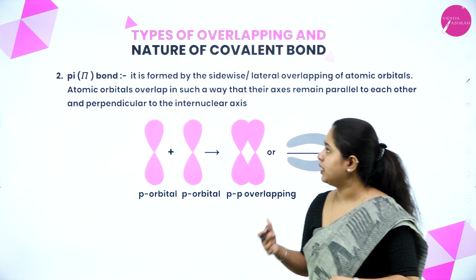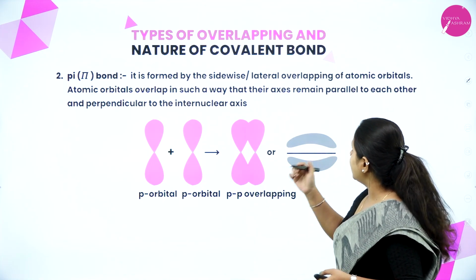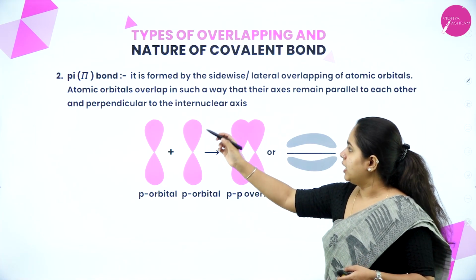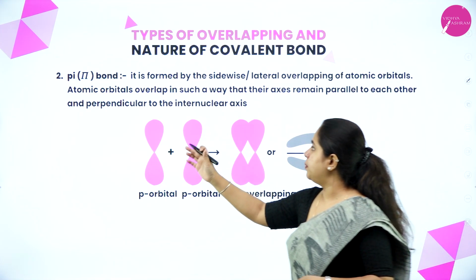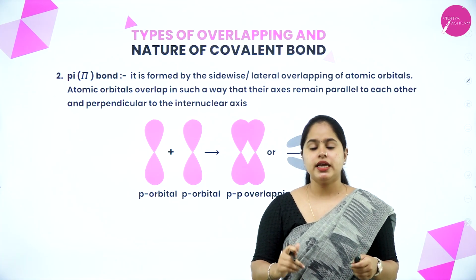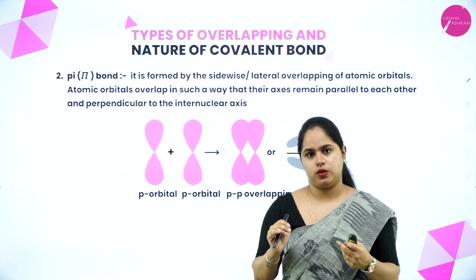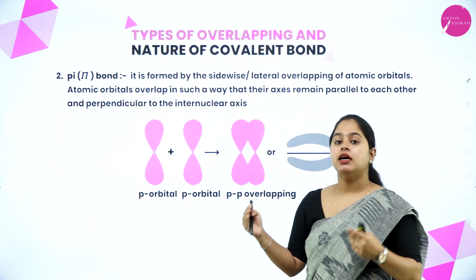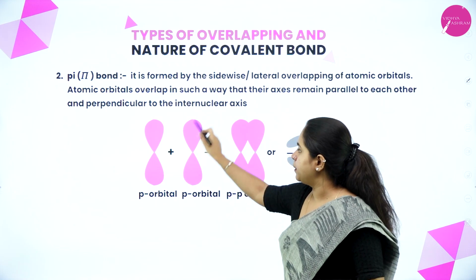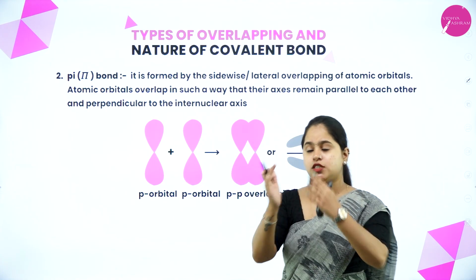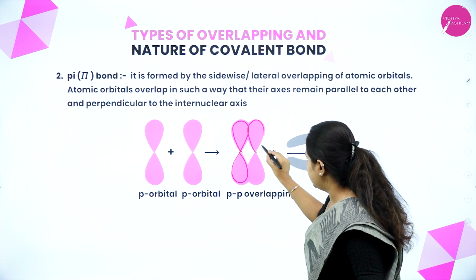Now moving on to the next one, that is pi bond. Now what is a pi bond? It is formed by the sideways or lateral overlapping of atomic orbitals. And atomic orbitals overlap in such a way that their axes remain parallel to each other and perpendicular to the internuclear axis, right? So in sigma bond, the orbitals were overlapping along the internuclear axis, right? But in the case of pi bond, the atomic orbitals will overlap sideways. As you can see, there is a p orbital here, and a p orbital of another atom here. They sideways overlap.